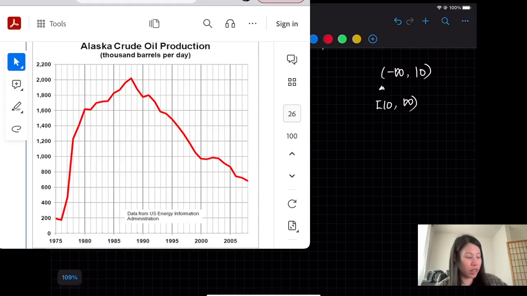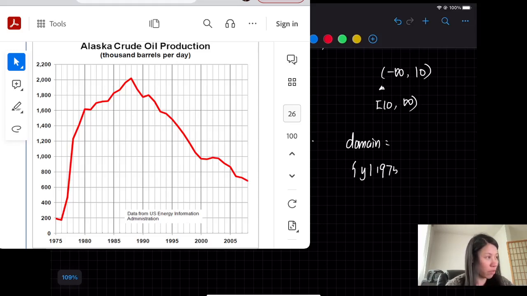So in this case, you're starting from the year. If I write the domain in set builder notation, it should be the year is from 1975 to 2008, right? That's how much they measure on this graph.